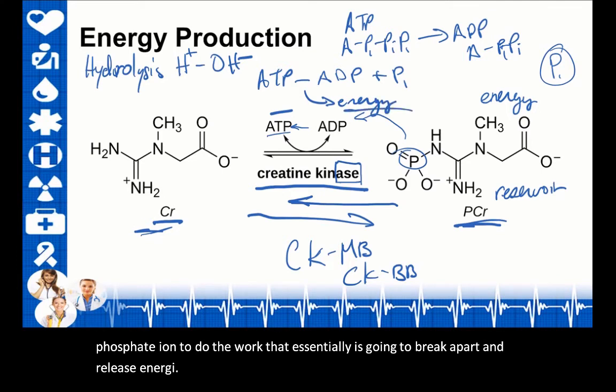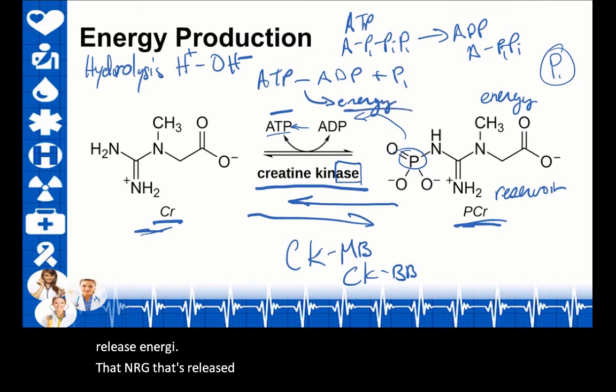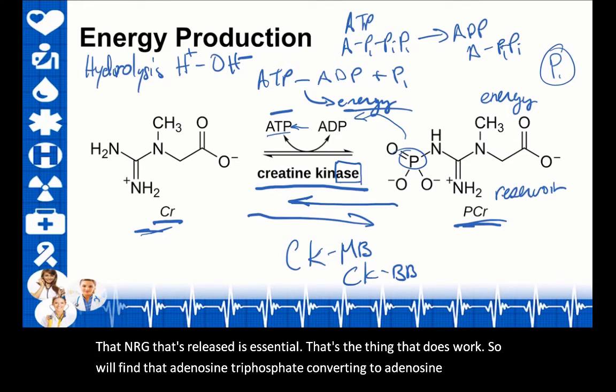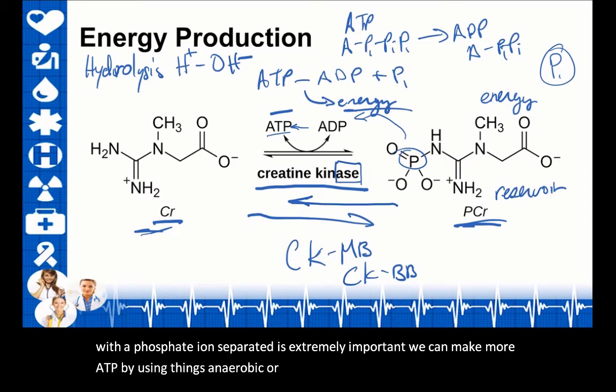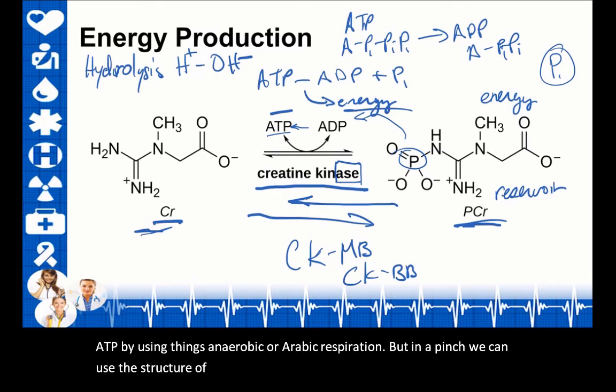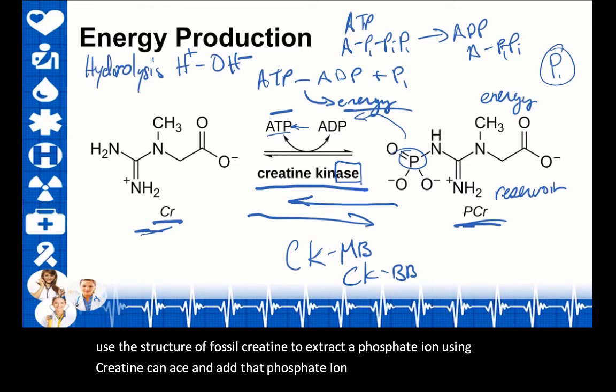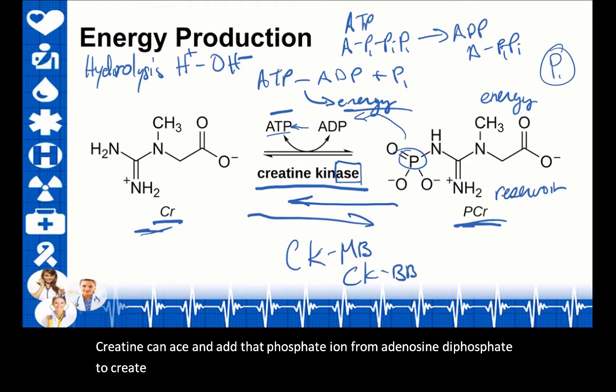That energy that's released is essential. That's the thing that does work. So we'll find that adenosine triphosphate converting to adenosine diphosphate with a phosphate ion separated is extremely important. We can make more ATP by using things like anaerobic or aerobic respiration, but in a pinch, we can use the structure of phosphocreatine to extract a phosphate ion using creatine kinase and add that phosphate ion to adenosine diphosphate to create adenosine triphosphate.